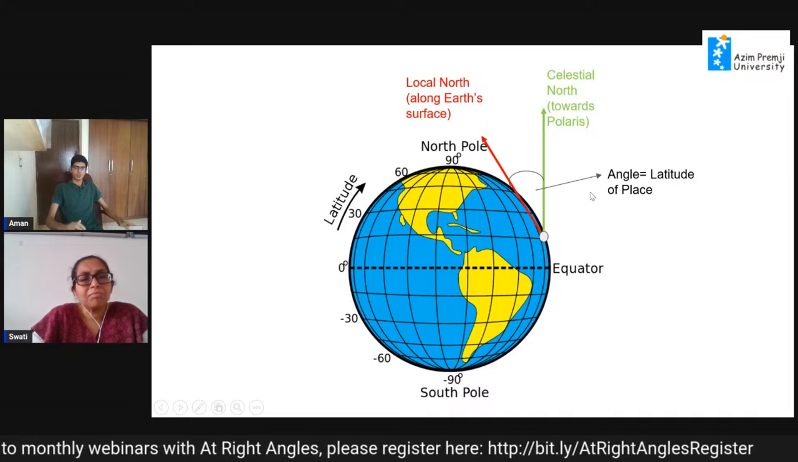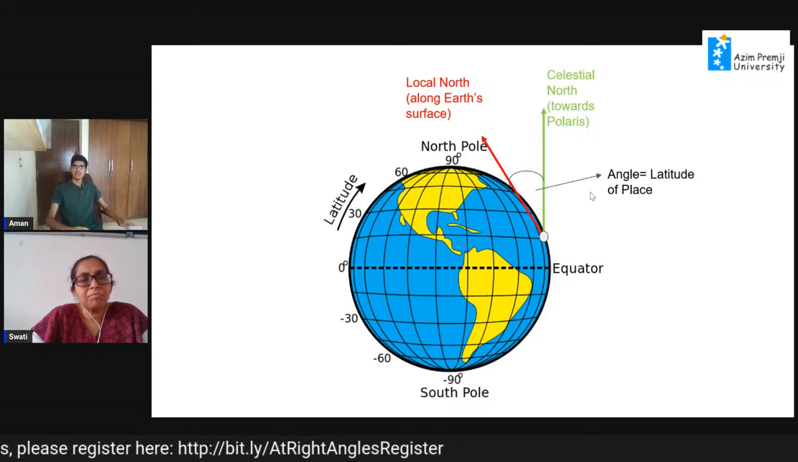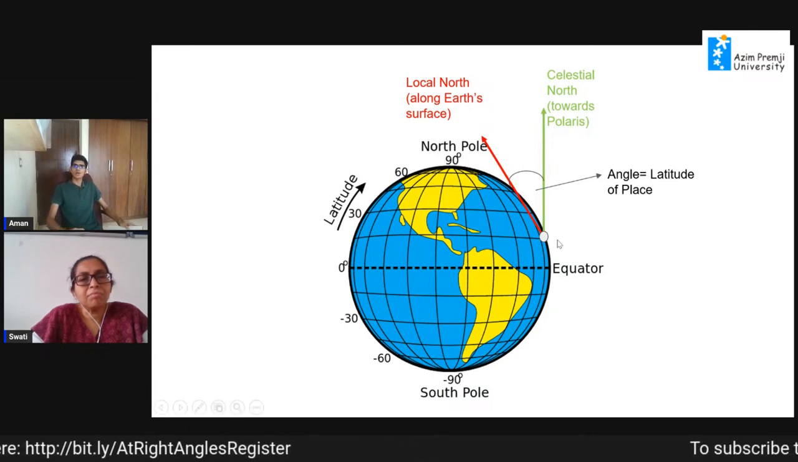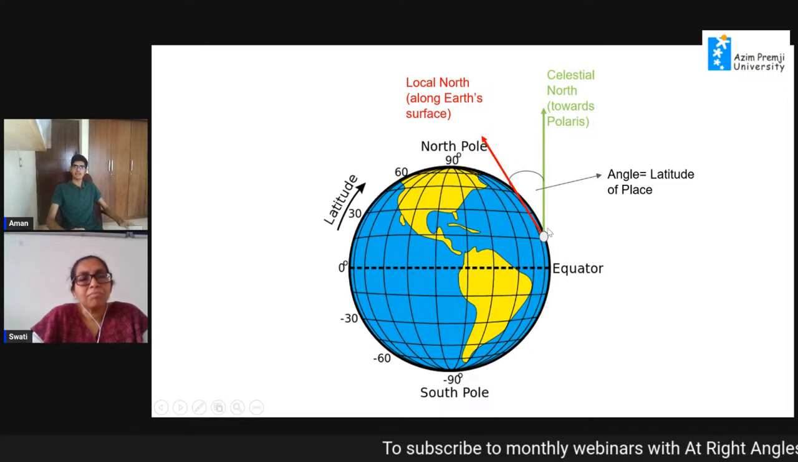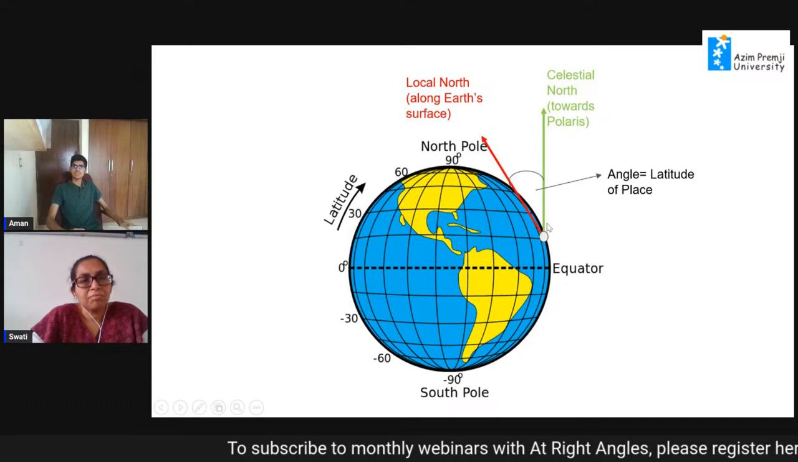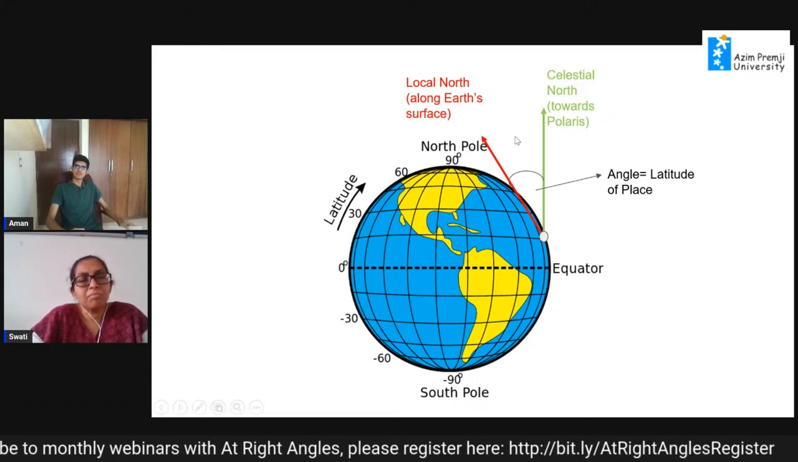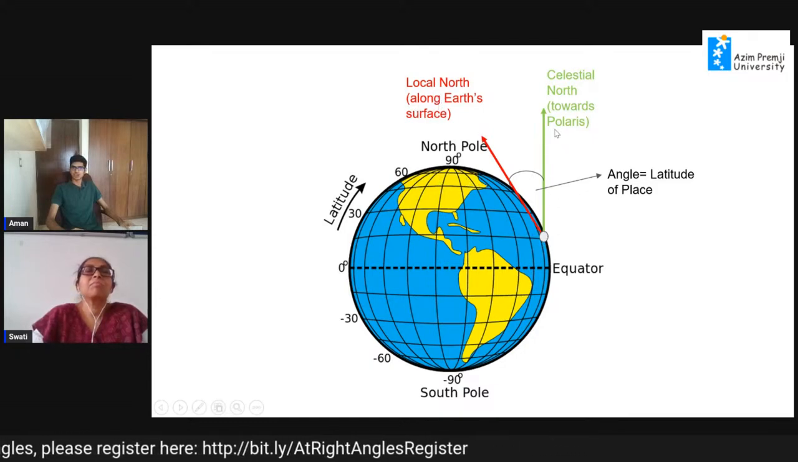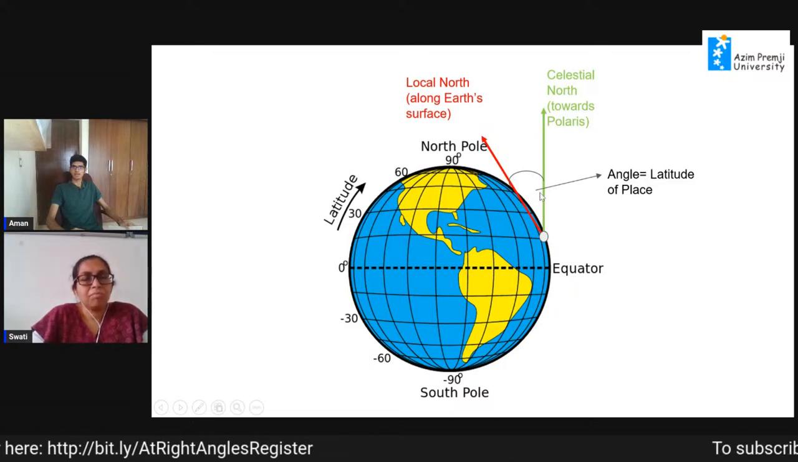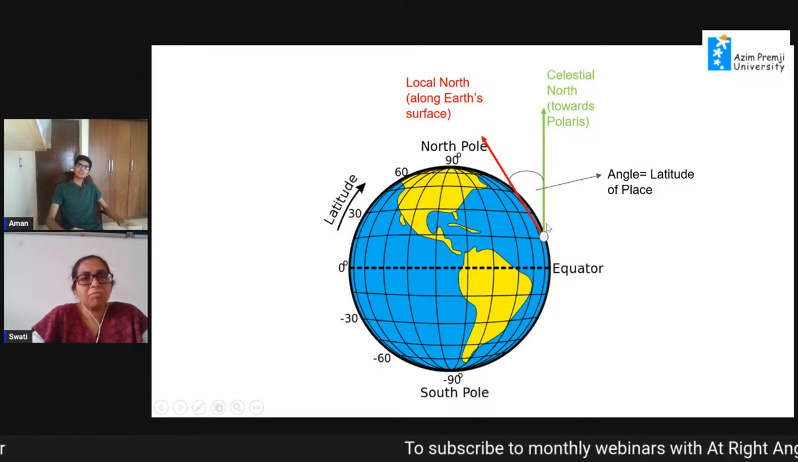Before we can determine what the rotation looks like from a local point of view, like in my local sky, let's first understand where our local directions lie, and where the celestial directions lie. So celestial north is defined as the direction pointing from the south pole towards the north pole and going upwards into space. So that's the celestial north direction. So any line parallel to this green line is celestial north. And local north, of course, lies along the Earth, so it's tangent to the Earth.